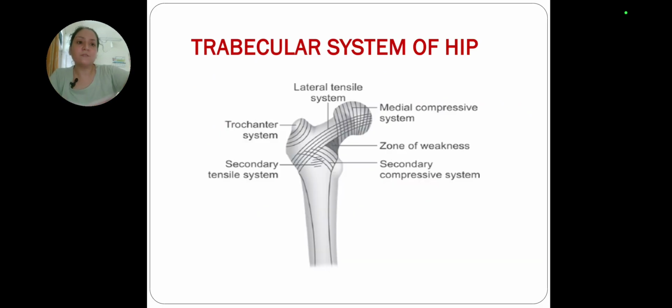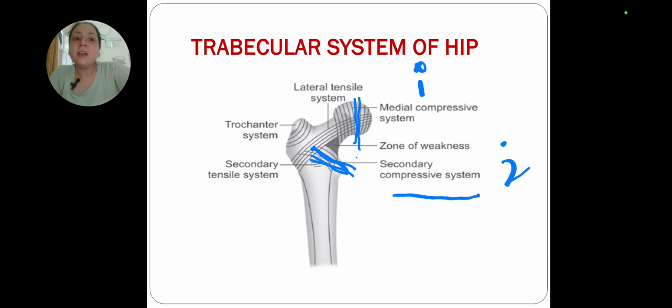I would like to show you this figure. If you can see, the medial trabecular system, that is the primary one, you can see this is the primary one. You can see it's mostly vertical. It is arising from the neck and is vertically oriented. Can you see? It is arising from the medial surface of the neck and going to the lateral surface, going to the superior part. This is the medial compressive system. Herein you can see from the lesser trochanter also these medial secondary lines are going and getting attached here to the secondary tensile forces. This is the secondary medial compressive system.